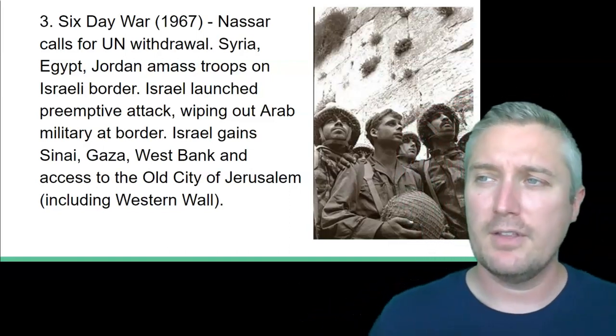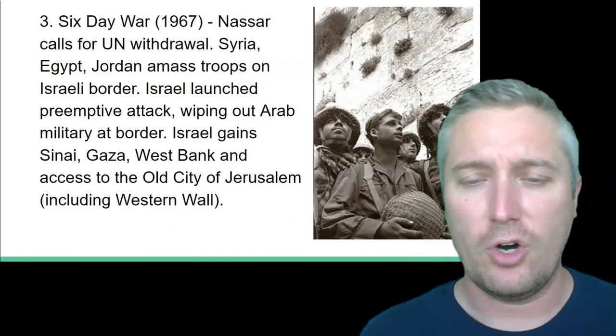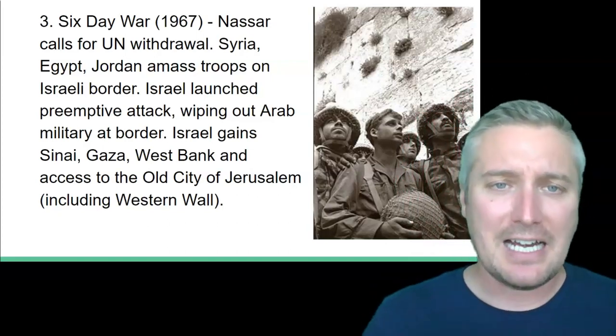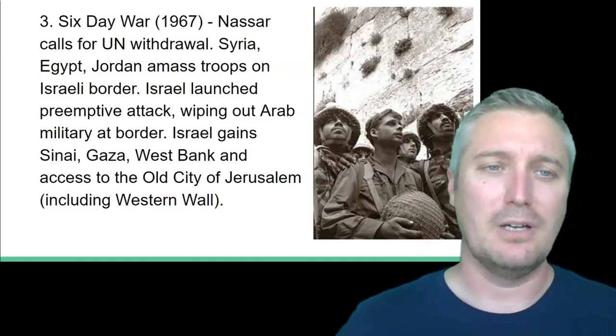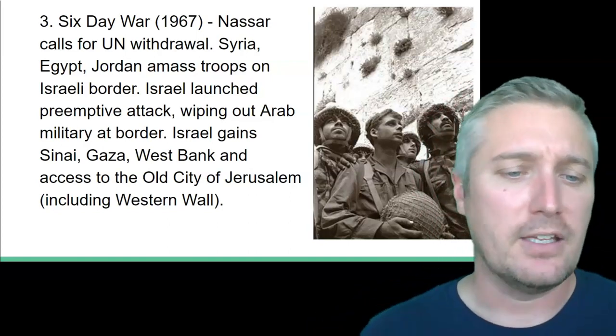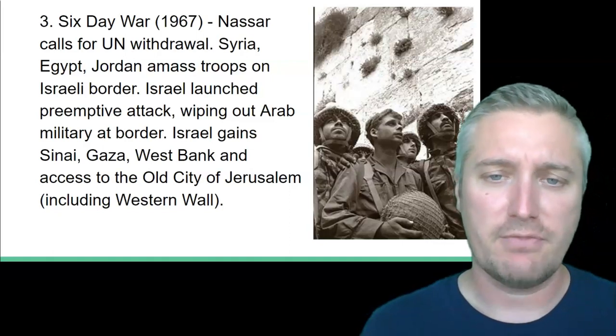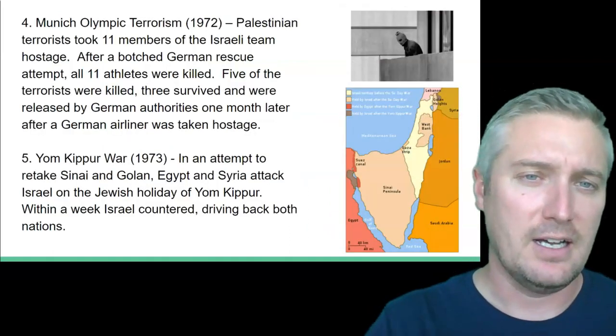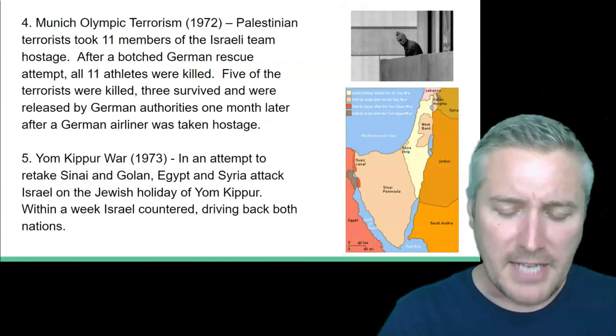This is one of, if not the holiest site in all of Judaism. They did not have access to this part of Jerusalem until the 6-Day War. And so that is one reason this war is so big to the Israelis, because they finally gain access to it at this point.